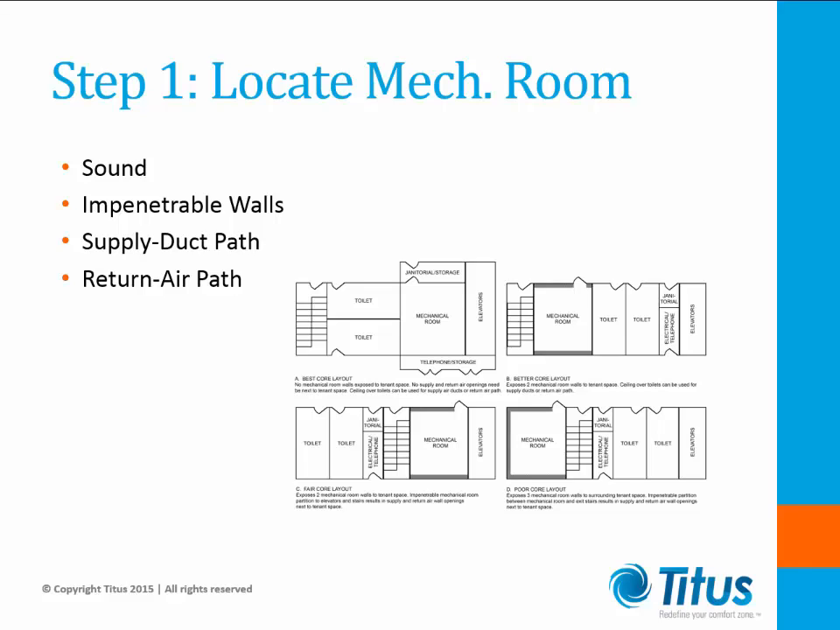The toilets and the storage rooms provide paths of return and supply air while isolating the tenant space from the mechanical room sound. The poor case, located on the bottom right, has the mechanical room backed up against a staircase with 3 walls exposed to the tenant space. This layout has the greatest opportunity for acoustical issues from the mechanical equipment, but allows the most freedom for supply and return ductwork.